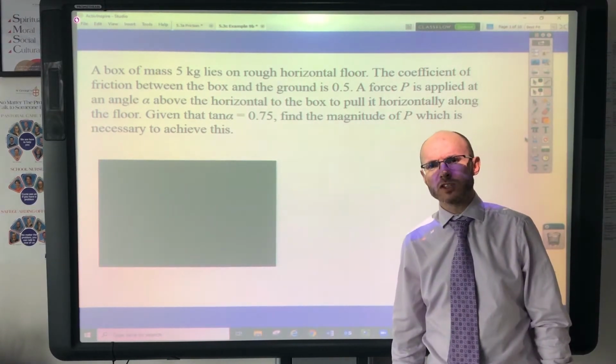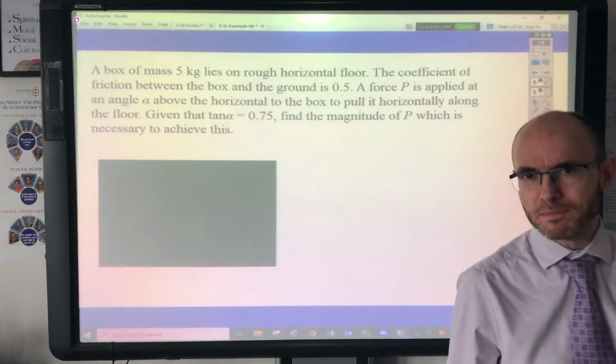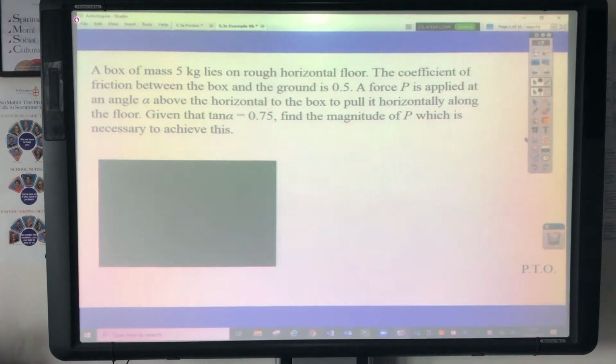Okay, this is my next example. Let me just read it to you. A box of mass 5 kilograms lies on rough horizontal floor. The coefficient of friction between the box and the ground is 0.5. A force P is applied at an angle alpha above the horizontal to the box to pull it horizontally along the floor. Given that tan alpha is 0.75, find the magnitude of P which is necessary to achieve this.